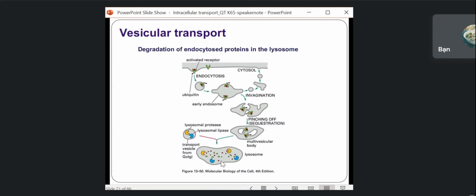So both receptor and cargo will be cut in the lysosome, and after that they can release some molecules that the cell needs, and for the receptor there is no more receptor. If the cell needs this receptor, it needs to do new transcription and translation to produce a new protein.